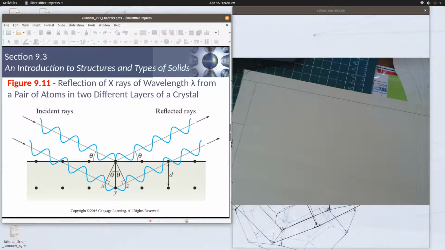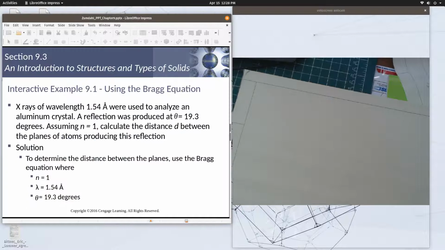If I tried to use something too short of a wavelength, higher energy X-rays, I would not see anything. Higher energy like gamma rays, I wouldn't see anything either. So you need to use photons that are the right wavelength for trying to measure this spacing. So we can easily work this out.